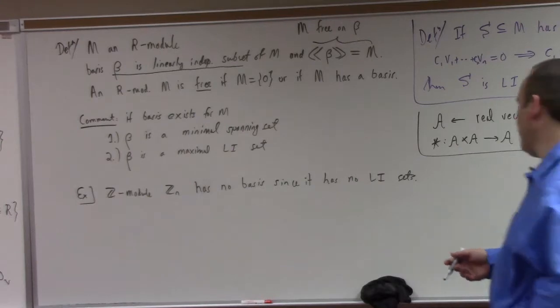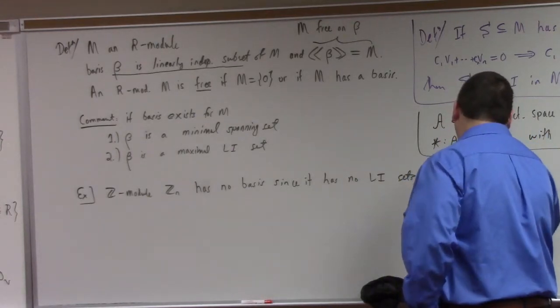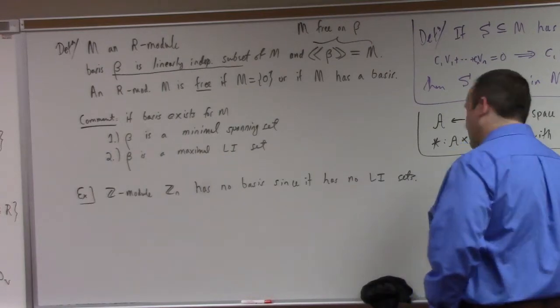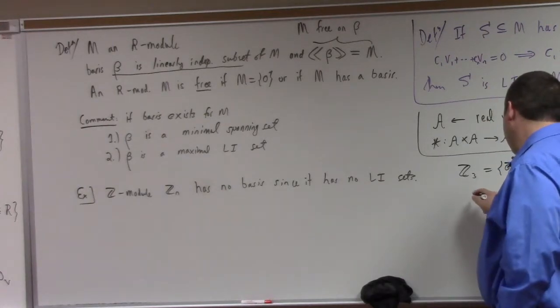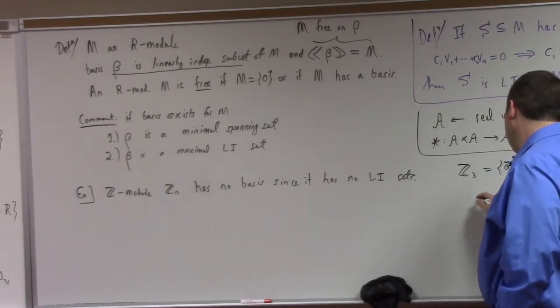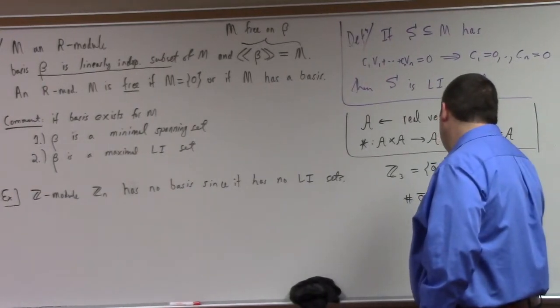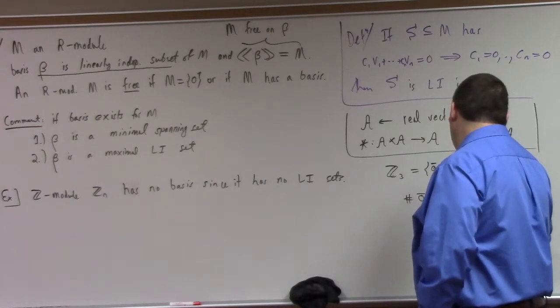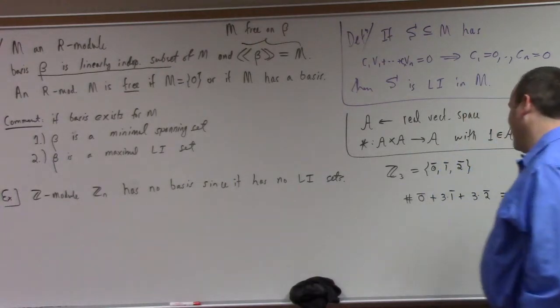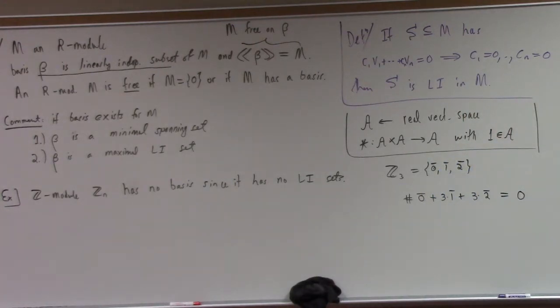Great, let's look at Z mod 3, using the notation 0 bar, 1 bar, 2 bar, if you don't mind. The point is that any number you like times 0 bar plus, how about 3 times 1 bar plus 3 times 2 bar is 0. Oh, because 3 is... The Z module. Because Zn is an abelian group of order n, times anything in it gets me back to 0.